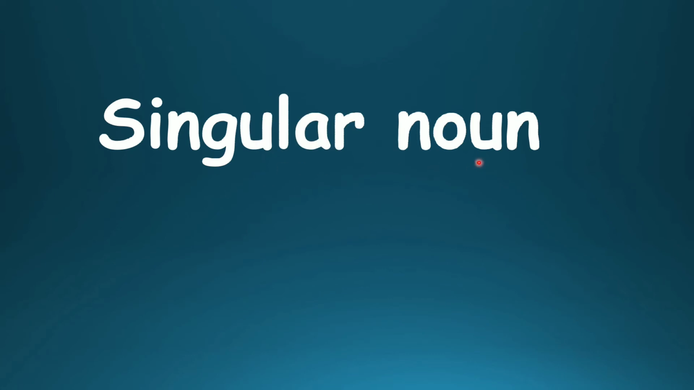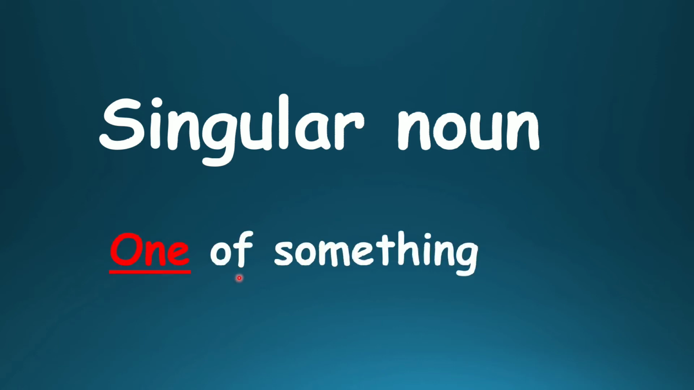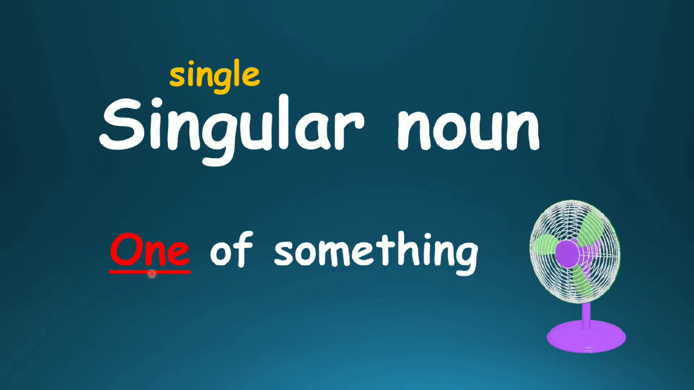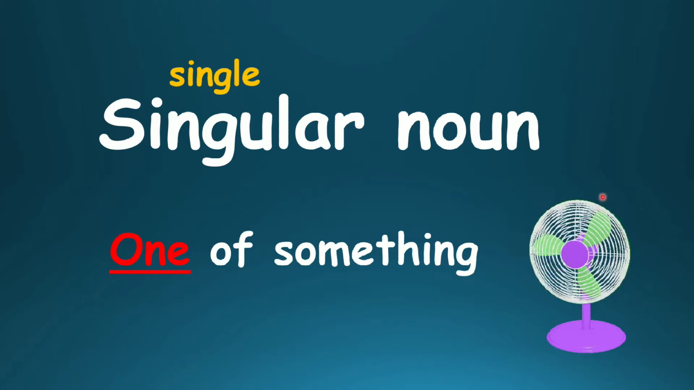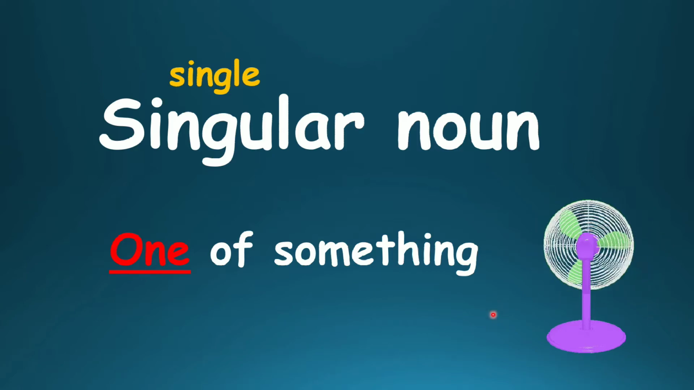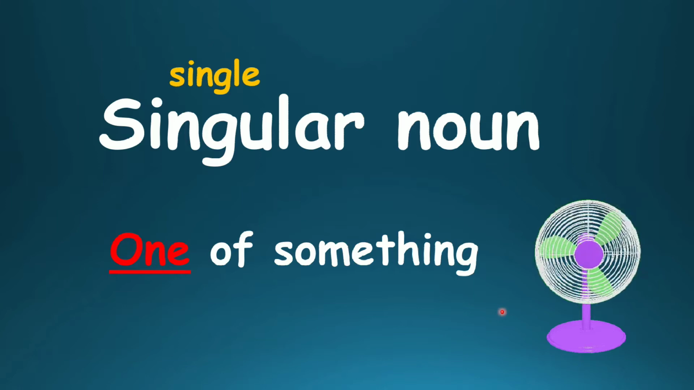We start with a singular noun. Singular noun means one of something. As we can see, we get the word single from the word singular. Single also means one. So, singular means one of something. For example, we have right here a fan. This is a fan. It is singular, it is single, and therefore it is one. One of something.